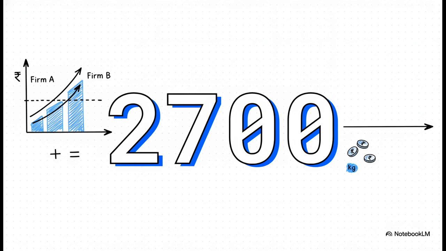And we just repeat that exact same horizontal adding process further up the axis. If we look at price OP2, or 20 rupees, Firm A supplies segment P2B1, which is 1,600 kilograms. Firm B supplies segment P2B2, which is 1,100 kilograms. 1,600 plus 1,100 equals 2,700. We are literally just taking these horizontal line segments and adding their lengths together to find our grand market total.